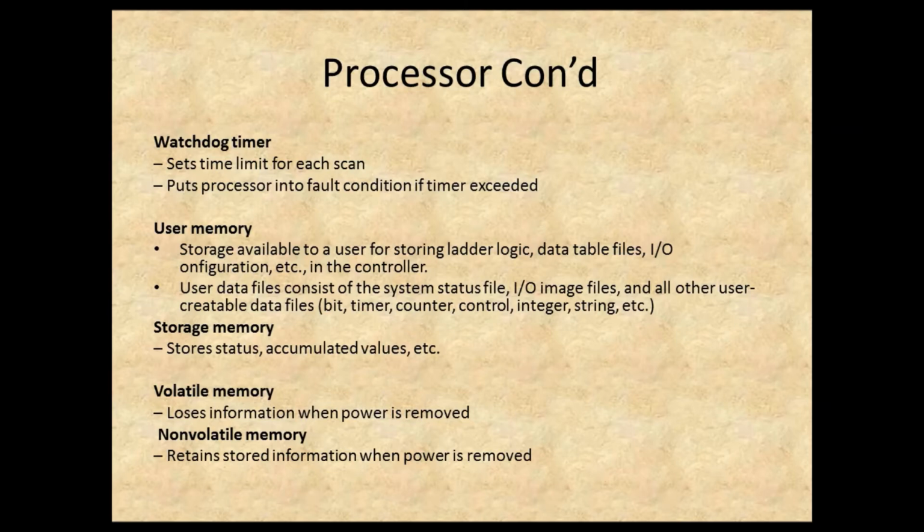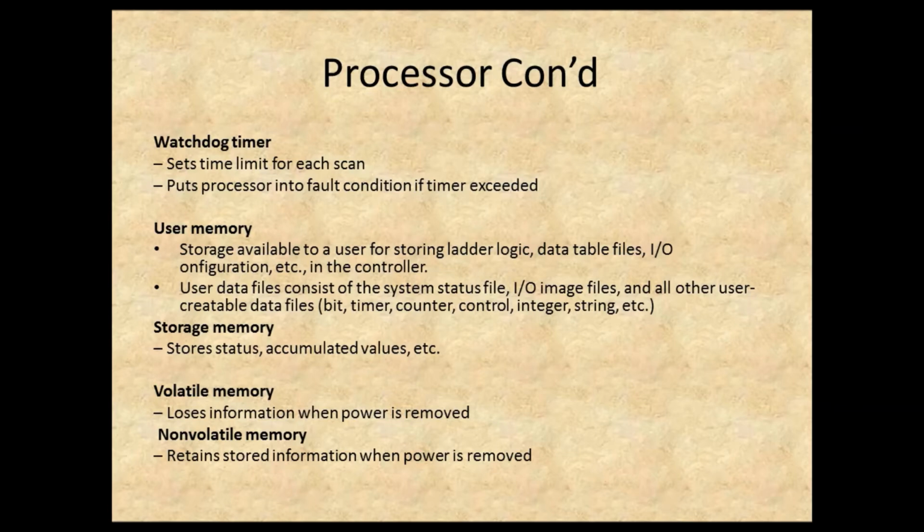User memory: storage available to the user for storing ladder logic, data files, I/O configurations, etc. in the controller. So that's where you're going to be able to store that stuff. Also, your files consist of system status files, I/O image files, and other user created data files: the bits, the timers, the counters, the controls, integers, strings, etc. Storage memory: storage statuses, accumulated values, etc.